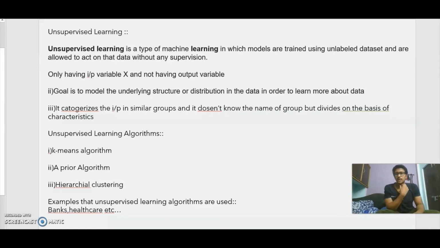Some unsupervised learning algorithms are the k-means algorithm, the Apriori algorithm, and hierarchical clustering. Examples where this unsupervised learning concept is used are banks and healthcare, etc.